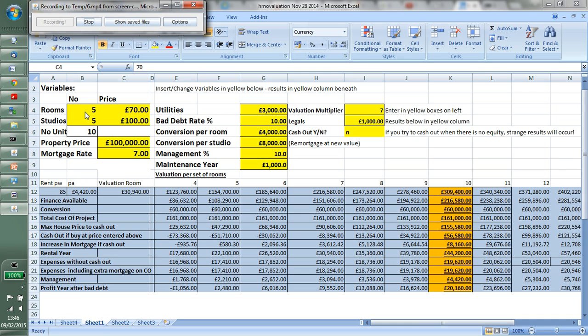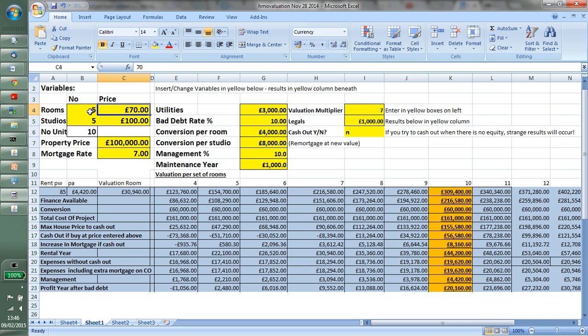the answers. So at the top we've got number of rooms and the price per room, number of studios, price per studio, property price, mortgage rate, utilities that you're going to be expecting to spend on the property, bad debt, which is number of vacant rooms and anybody that doesn't pay, conversion cost to get to where you want to be, conversion cost per studio, management charge, obviously zero if you're doing it yourself, maintenance cost per year, valuation multiplier if you want to value it up on commercial income, and the legal costs of acquiring the property. Cash out is whether you create some equity and you want to refinance all that extra equity. So let's give it a quick go.